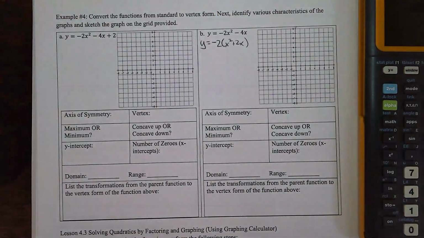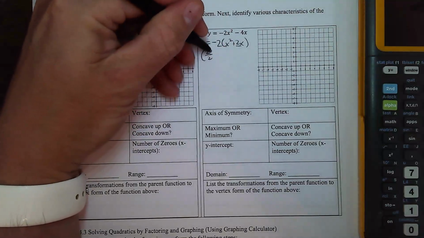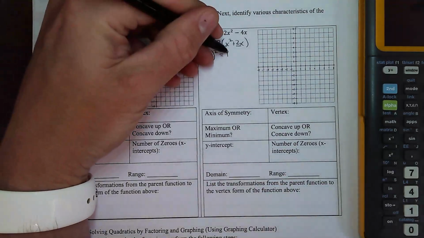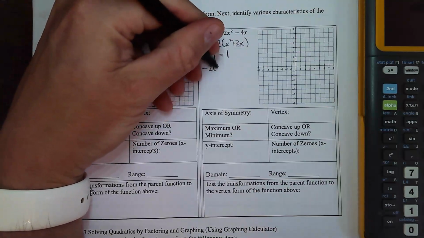Okay. Then you're going to take b, which is 2 now, divide it by 2 and square it. 2 divided by 2 is 1. 1 squared is 1. Okay. I'm going to add 1 into this expression here.